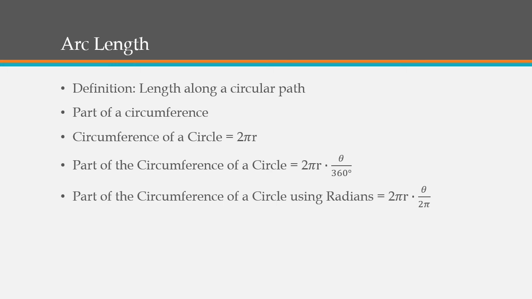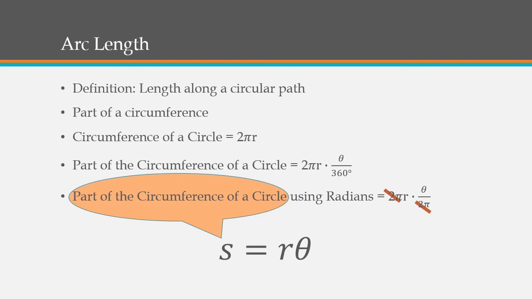So part of the circumference of a circle using radians, it'd be 2 pi r times theta over 2 pi. As you can see, the 2 pi's cancel, and you're left with S equals r theta. Now what is S? S is arc length. It's the part of the circumference of the circle, otherwise known as arc length. Theta must be in radians in order to use this equation. Let's take a look at an example.